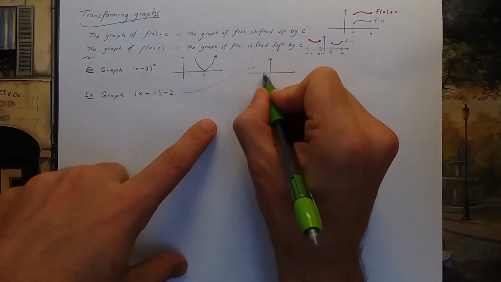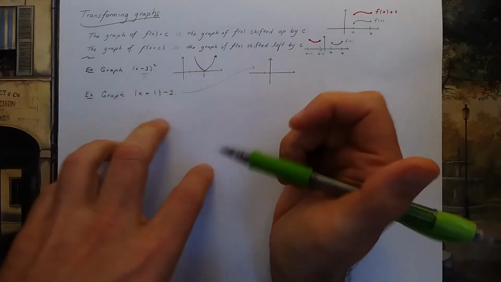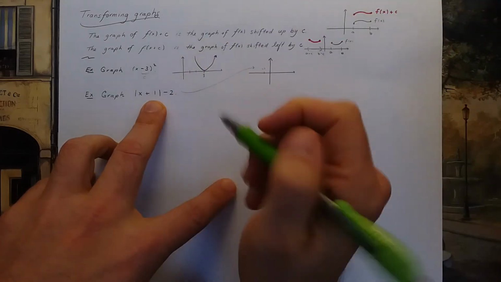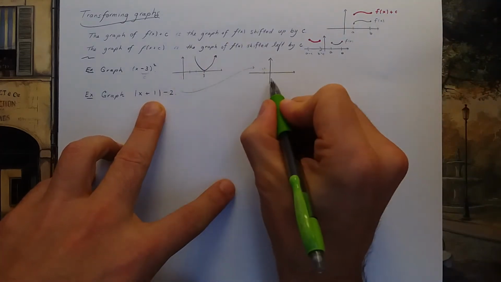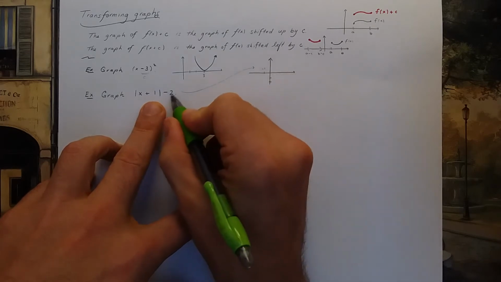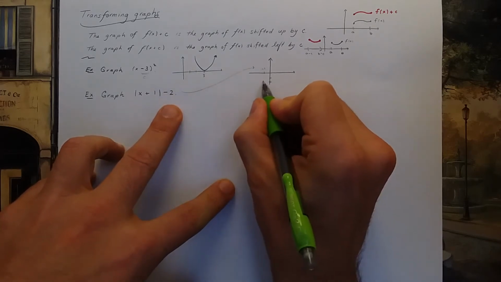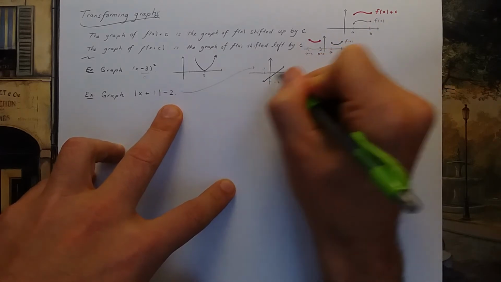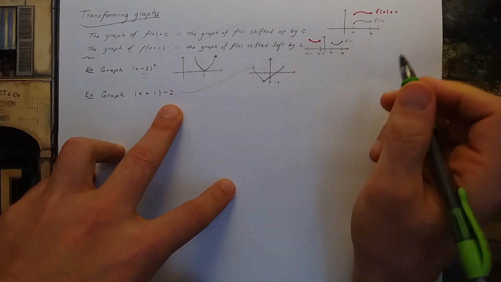That means the point of the v will be at the coordinate -1, -2, because I'm moving to the left 1 and I'm moving down 2. So here is -2, and I draw the graph of the absolute value translated.